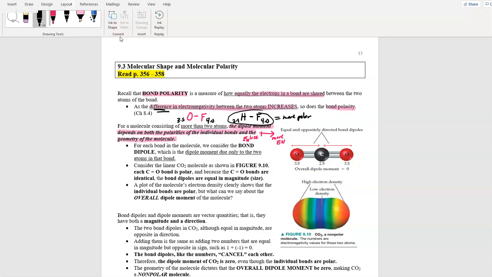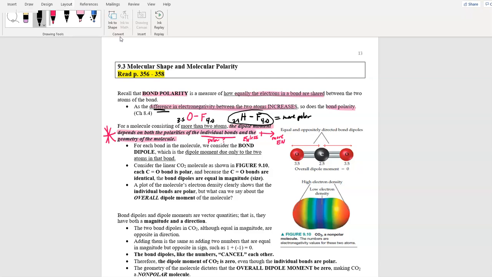Okay? So to figure out if a molecule, very key, is polar, you have to first figure out the individual bonds. Are they polar or not? So are the individual bonds even polar to begin with? Because if they're nonpolar, it's not going to be polar. You have to have at least one bond to be polar.